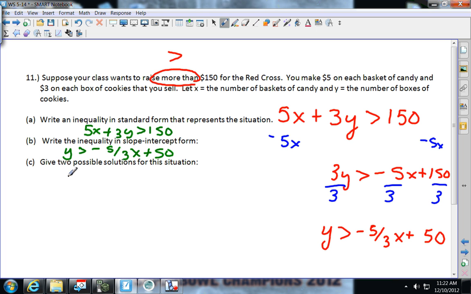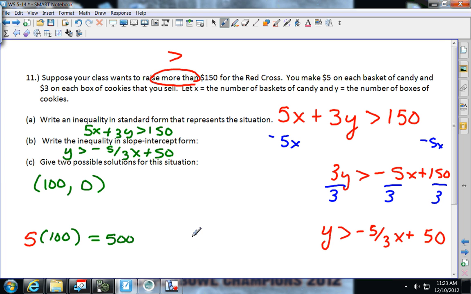Now it wants us to give two possible solutions. Okay, so the solution that would work for the situation. So if I try to pick numbers, I need to pick numbers for x and y that would equal greater than 150. Well, you could say 5 times, I don't know, say we sold 100 boxes of candy. How much is that? 500. Well, could I do 100 boxes of candy and 0 boxes of cookies? Would that give me more than 150? Yes.